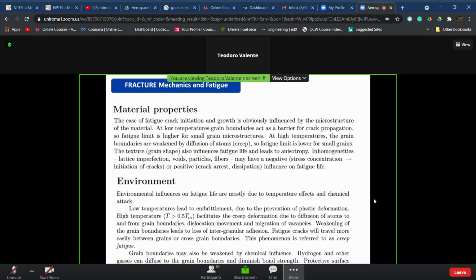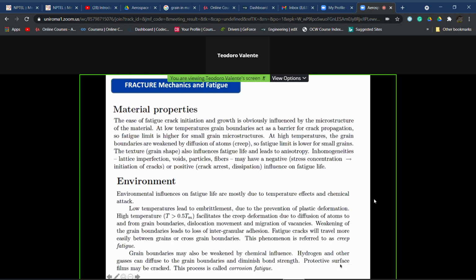What is going to happen is that at low temperature, grain boundaries can act as a barrier for crack propagation, and this results in a fatigue limit which is a bit higher than those of the same materials but having small grain microstructures. At high temperature, these grain boundaries can be weakened, as we know, by solid state diffusion. That means diffusion of atoms, which is one of the mechanisms responsible for creep. And so fatigue limit is lower for small grains.